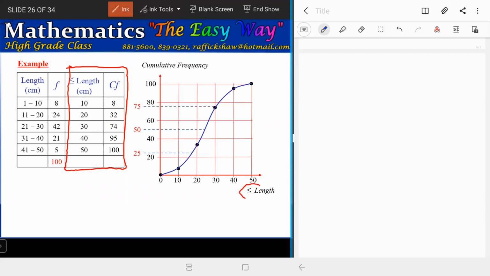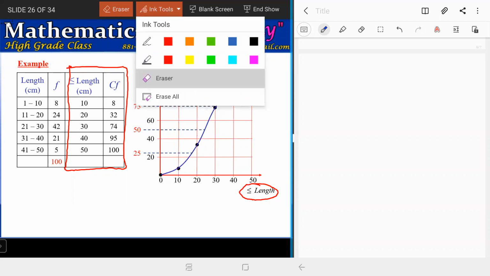That's how I put less than or equal to length down here, because that's what the graph is showing: how many leaves measure less than or equal to any length. So you plot these points that you know, those 5 points. And then I bring my graph down to 0. I'll explain that to you soon afterwards, I'm not going to get into that just yet.